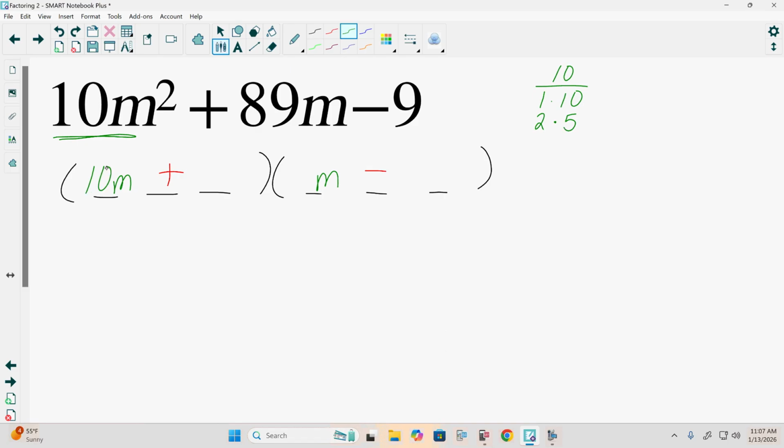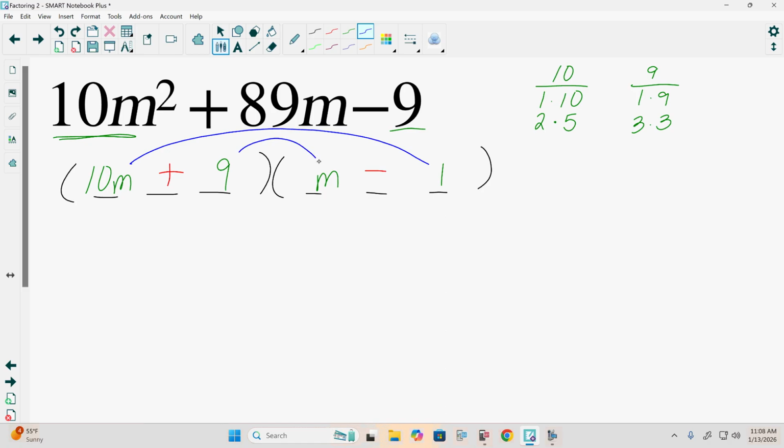1 and 10. And I would agree, I would lean towards 1 and 10 over 2 and 5 because that middle term is quite big. We're going quite far away from 10 and 9. Now the factors of the third term, we do have 1 and 9 or 3 and 3. Which one of these do we want to try first? 1 and 9. So I'm just going to put them in here and give this a try.